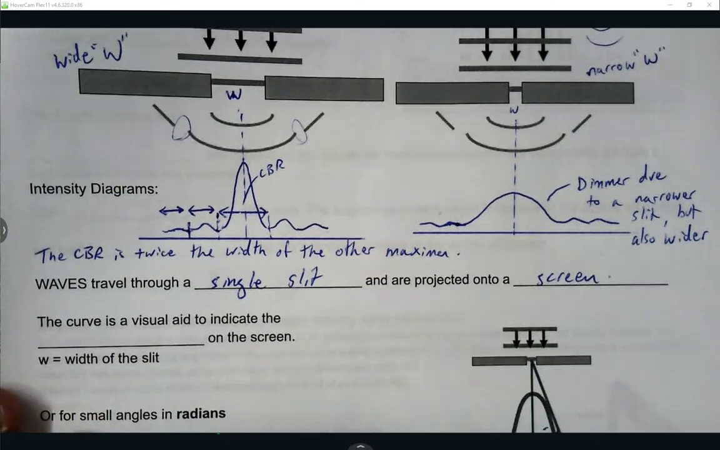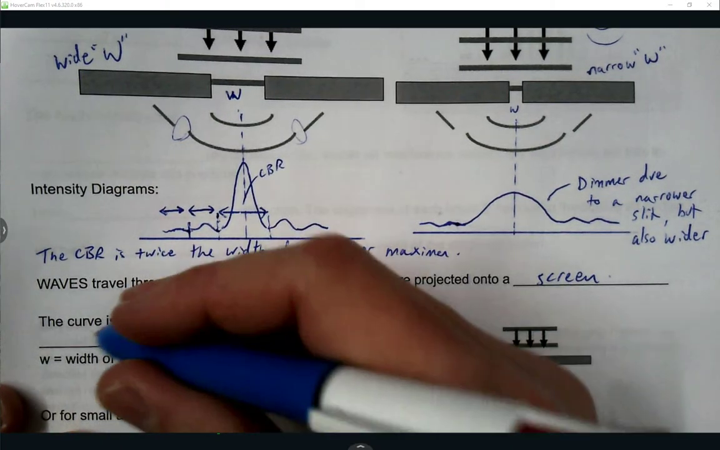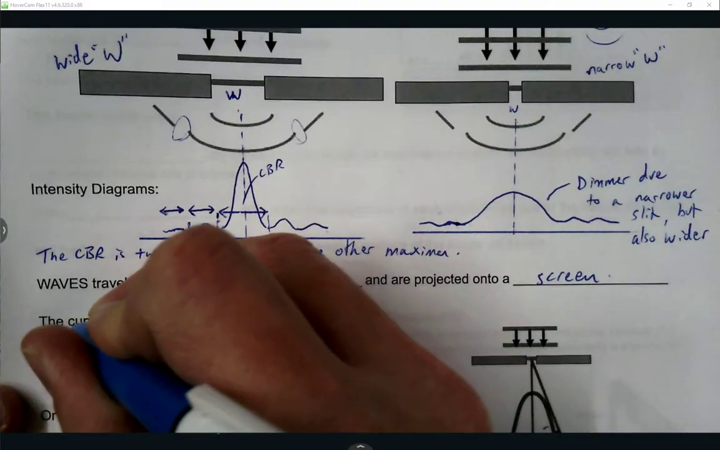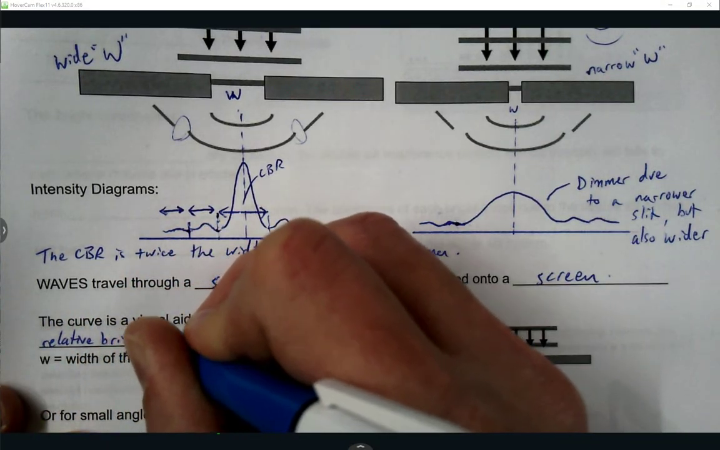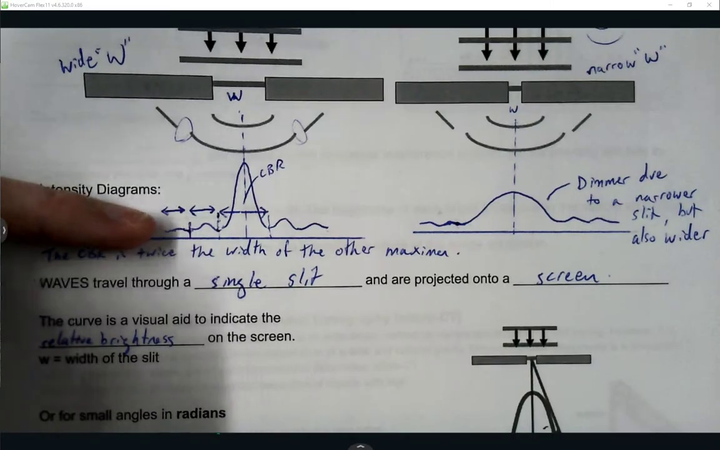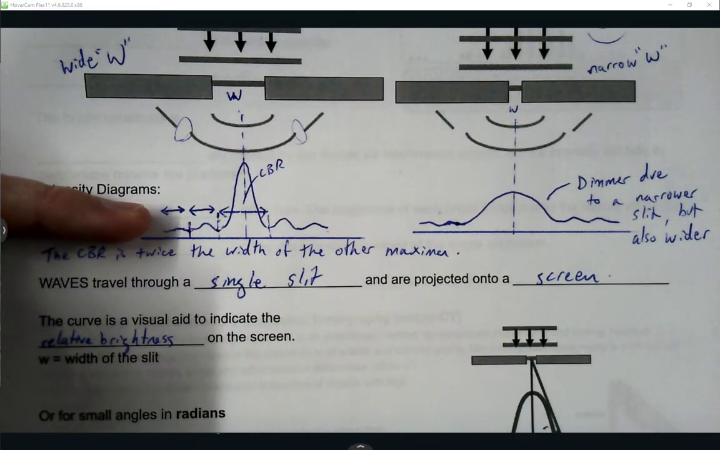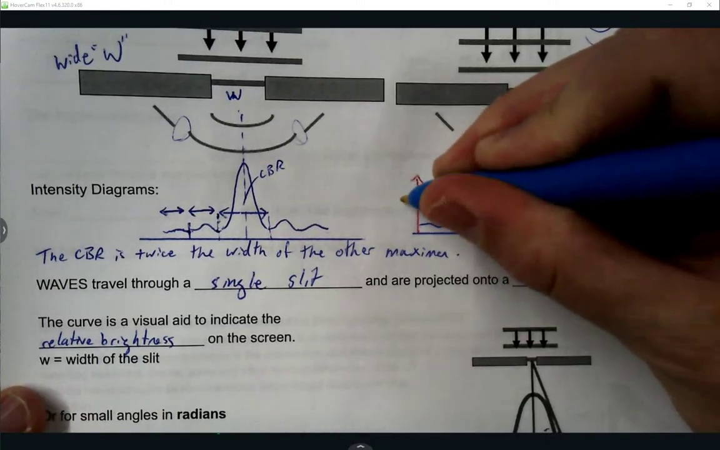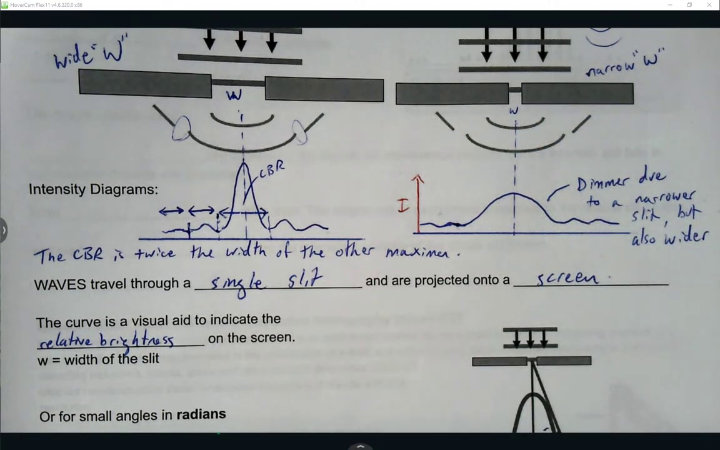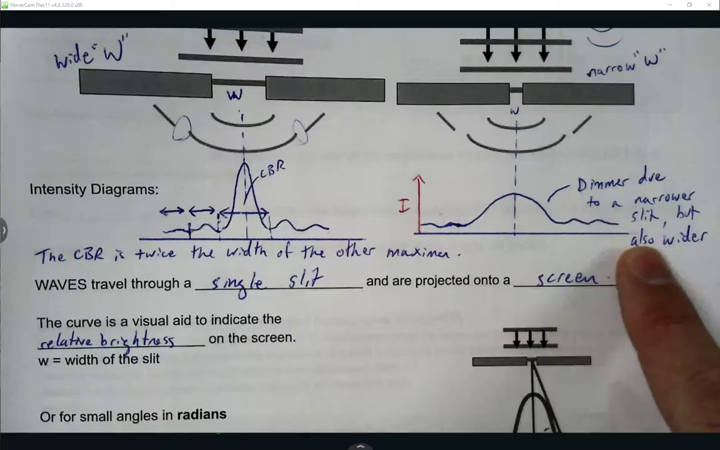The curve is a visual aid to indicate the relative brightness. So I tried to talk about that already. This curve that we're talking about here is really a brightness graph, essentially, where the vertical axis for this brightness graph is the intensity, and the horizontal is like spatial.